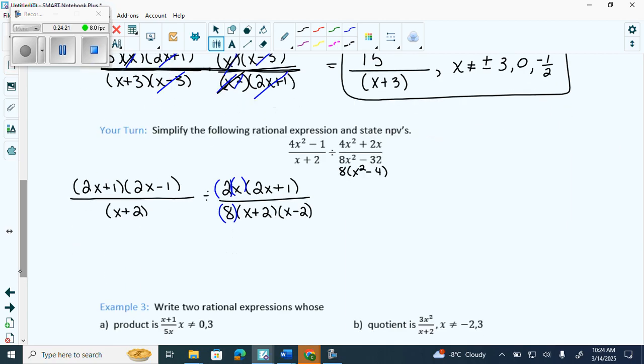All right. So my restrictions are x can't equal negative 2 from the x plus 2. 2 gets me nothing. X gets me 0. 2x minus 1 gets me negative a half. 8 gets me nothing. X plus 2 gets me negative 2. X minus 2 gets me plus 2.